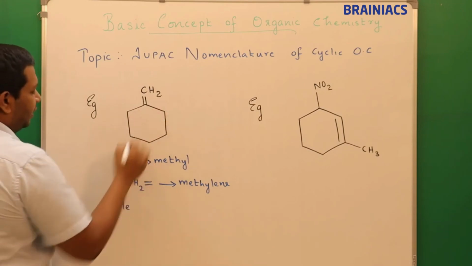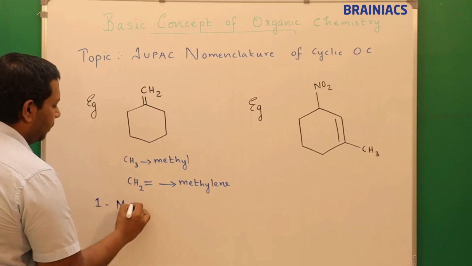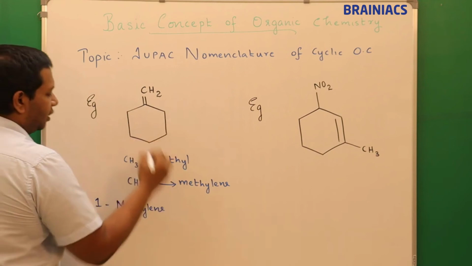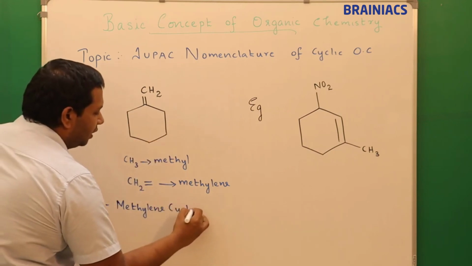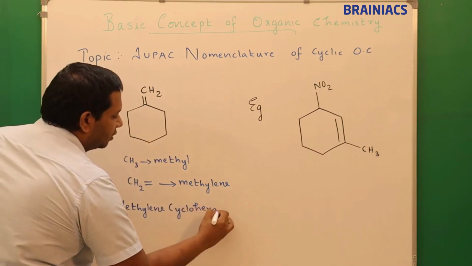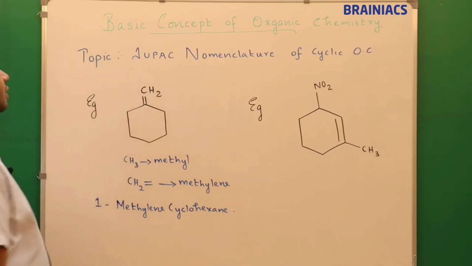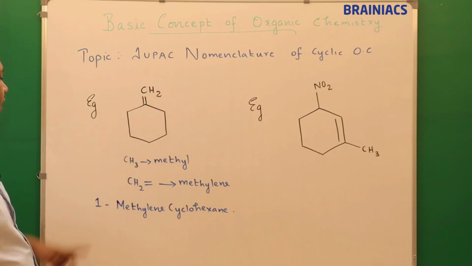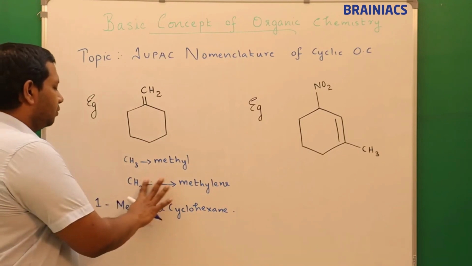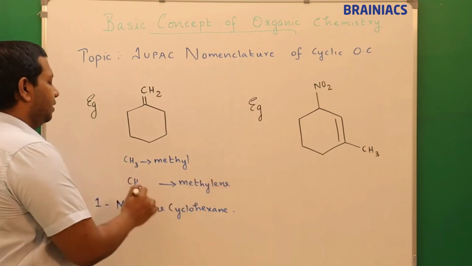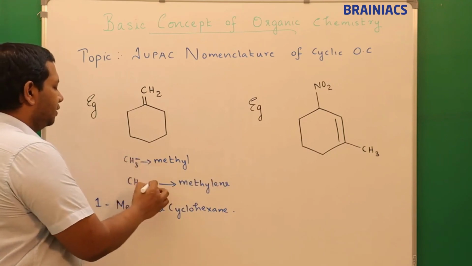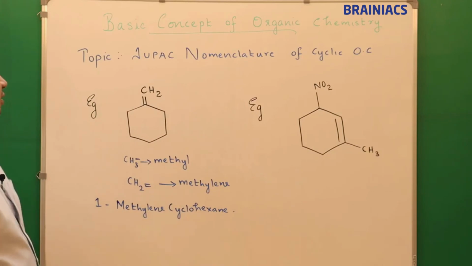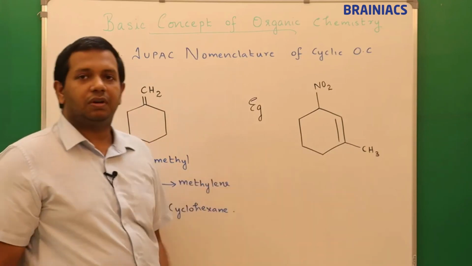So at one position, you can mention 1-methylene cyclohexane. That should be the answer. Understood? This you should remember: if 1H is replaced, we use the term methyl; if 2H is replaced, we use the term methylene. So this is a single bond and this is a double bond. Methylene, 1-methylene cyclohexane.